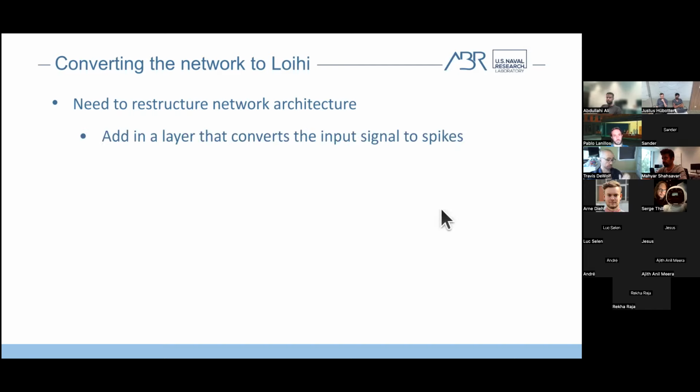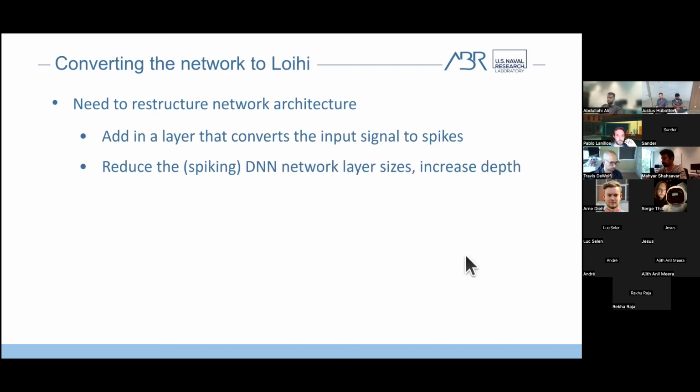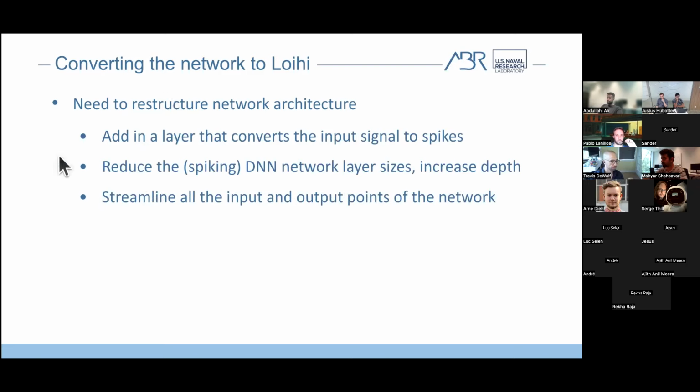Additionally, you have to have this precursor level in front of your network that converts your input into spikes. And this typically you want to be a small neural network because every spike that you send over increases the latency of the network. And then, as I mentioned, we have to reduce the size of each of the layers. And so as a result, we went from 20,000 to 20,000 to 3 layers of 4,000. We found it was also able to do this task. And then we have to streamline all of the input and output points of the network.